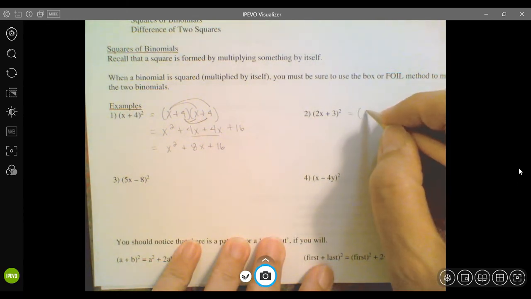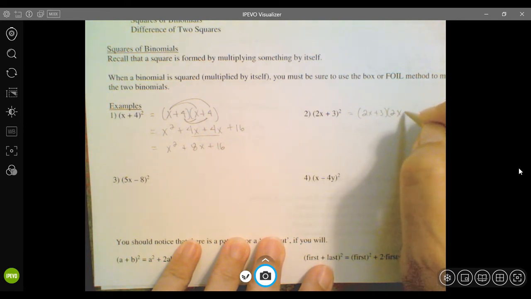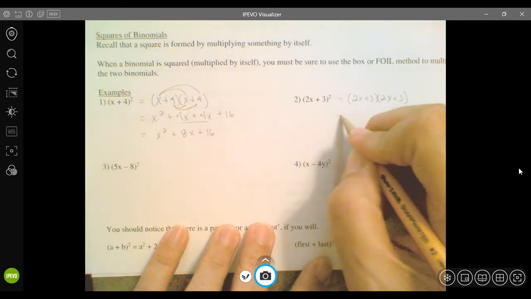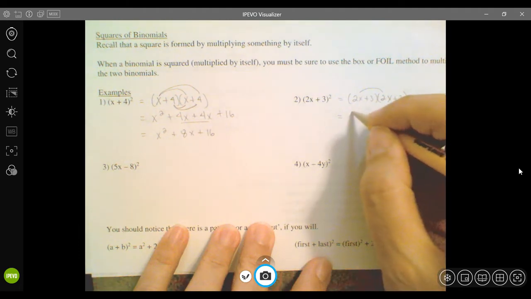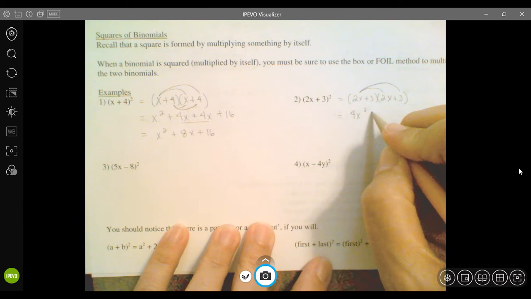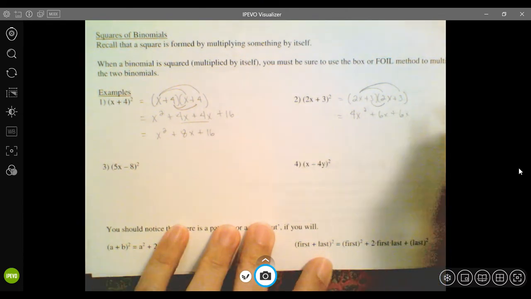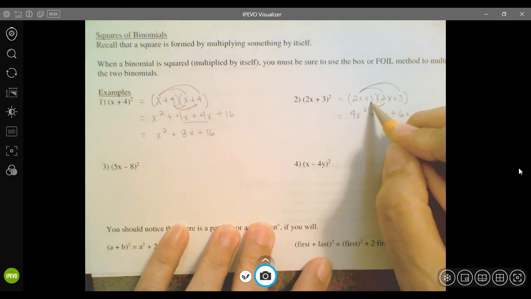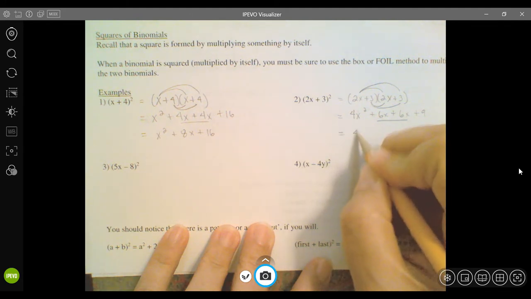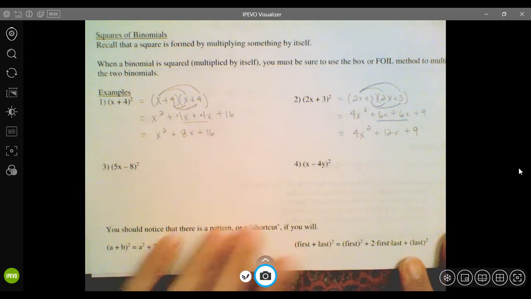Here, when we square 2x plus 3, it's really 2x plus 3 times 2x plus 3. First times first is 4x squared. Outside times outside is 6x. Inside times inside is 6x. Oh, that was 6x also, my bad. 3 times 3 is 9. Like terms, they're actually the same. 4x squared plus 12x plus 9.